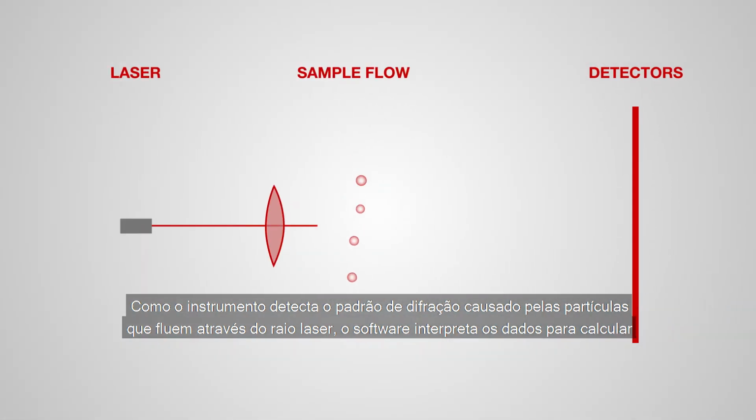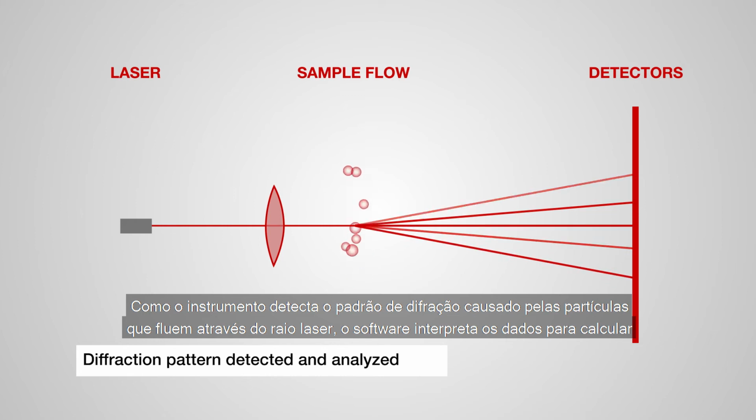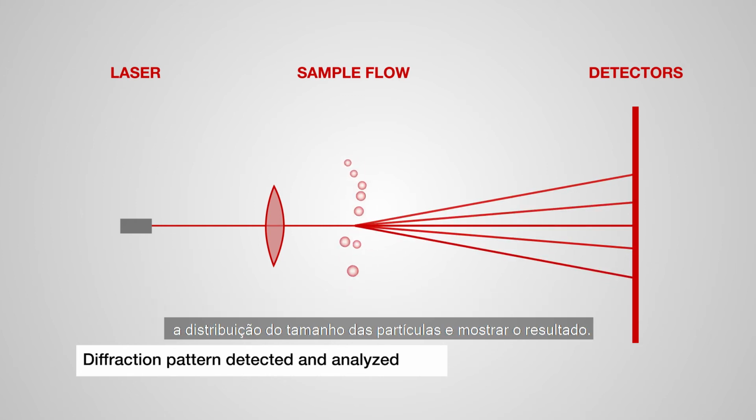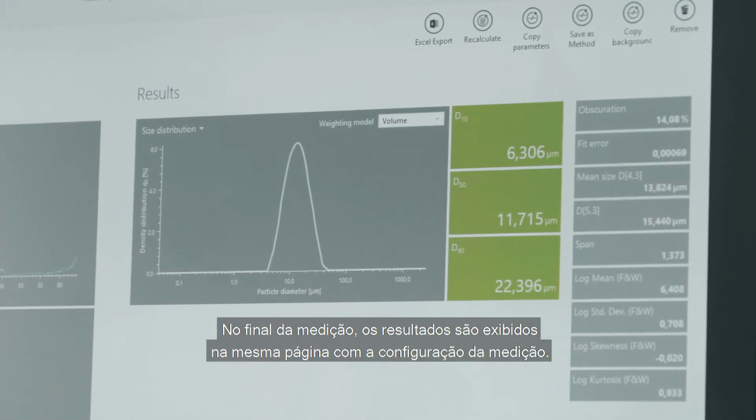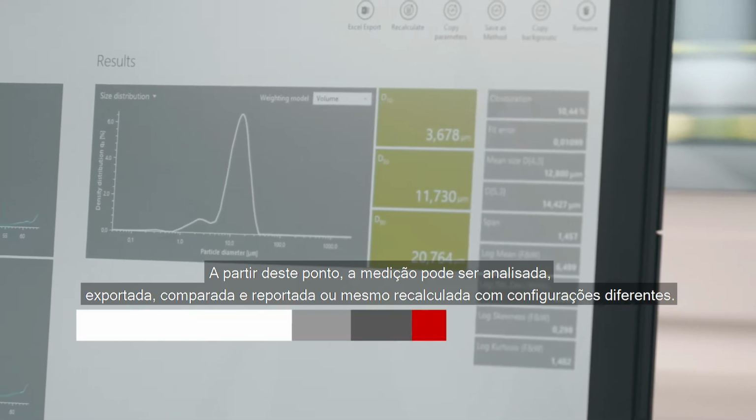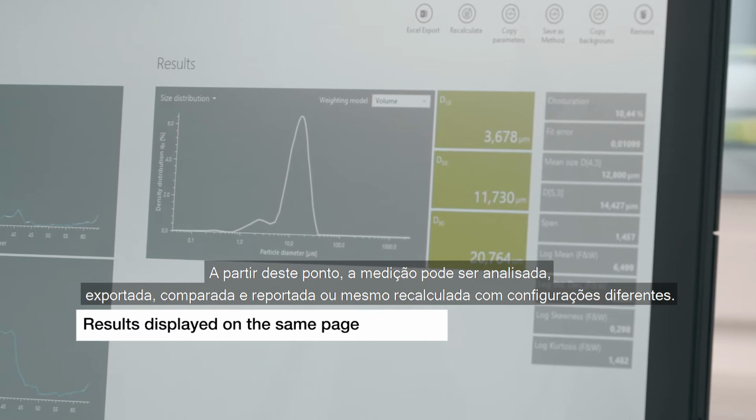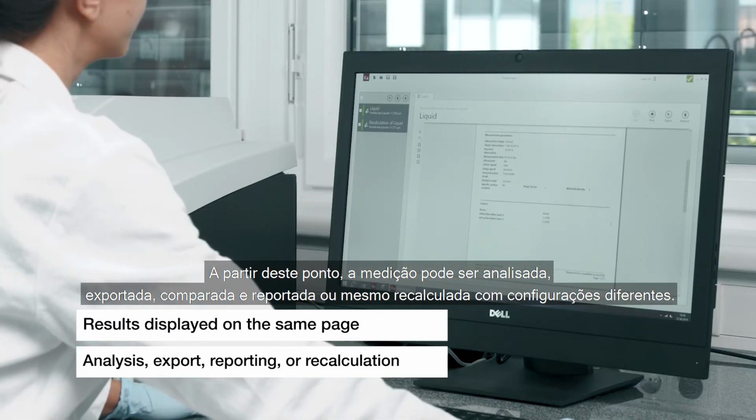As the instrument detects the diffraction pattern caused by particles flowing through the laser beam, the software interprets the data in order to calculate the particle size distribution and show the result. At the end of the measurement, the results are displayed on the same page with the measurement setup. From this point, the measurement can be analyzed, exported, compared, and reported or even recalculated with different settings.